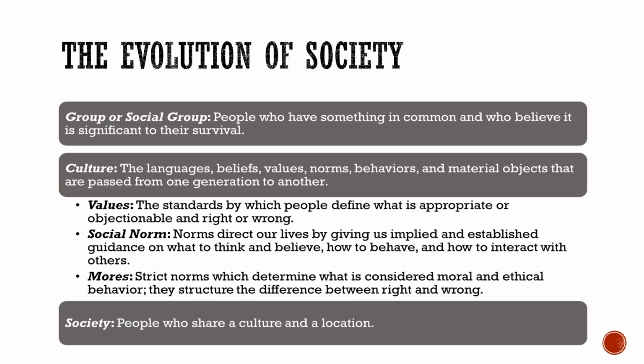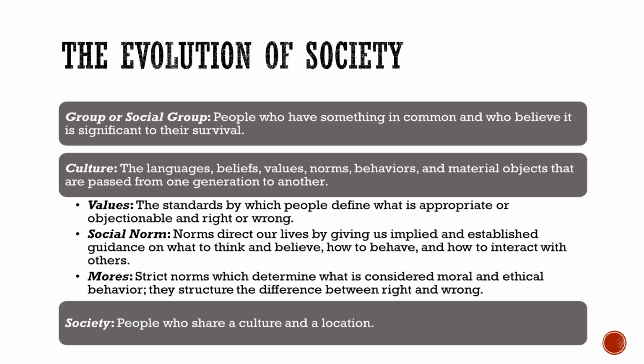It is going to develop a culture. Now, a culture is defined as the languages, beliefs, values, norms, behaviors, and material objects that are passed from one generation to another. And this culture has roots in the group's values, or the standards by which people define what is appropriate or objectionable, or right or wrong. These values tend to then create what we call social norms. Now, social norms dictate our lives by giving us implied and established guidance on what to think and believe, and how to interact with others. They're not written down, they are just what our society kind of passes on from one generation to the next.